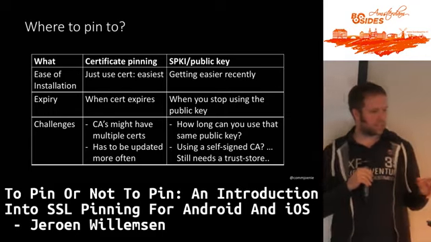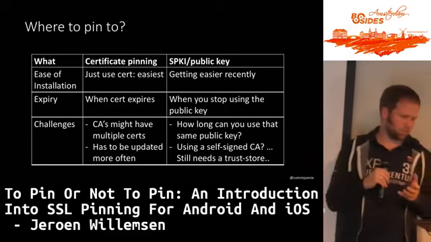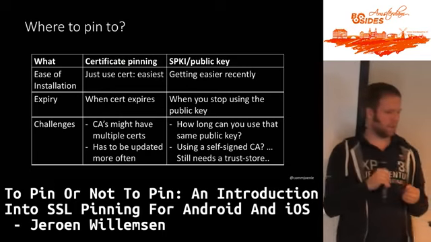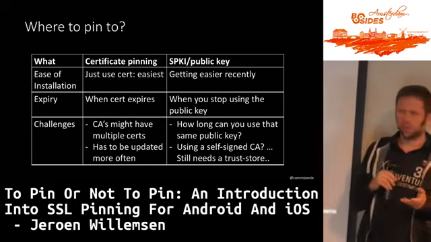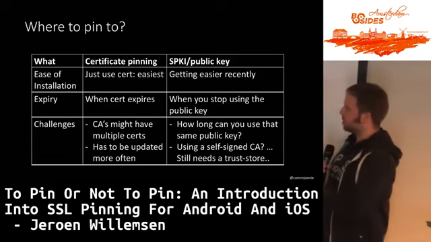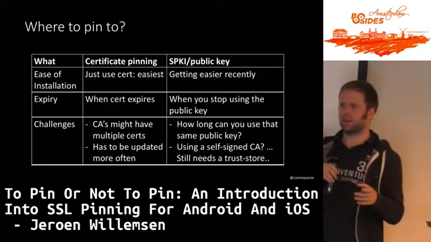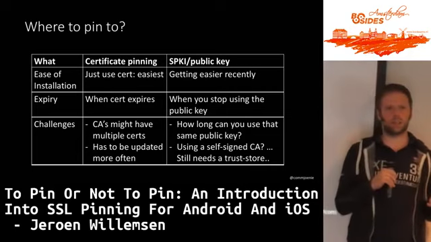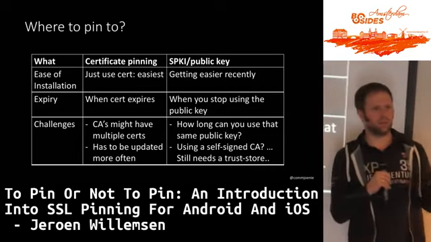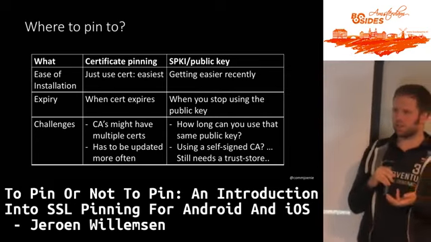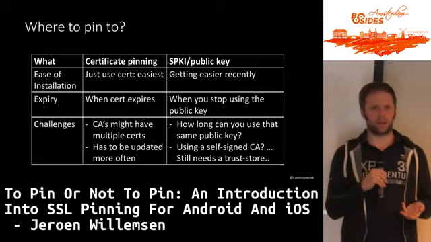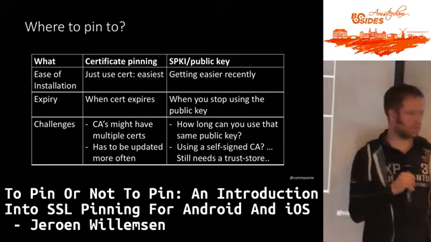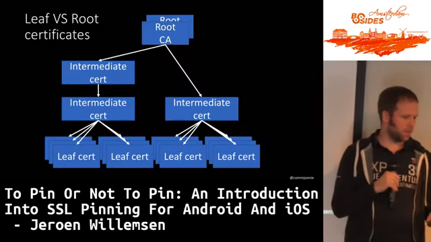So, for instance, if you're pinning to a CA, you might have different certificates for the given CA, and you have to update more often. But now, all of a sudden, if you start pinning to the public key, you have to ask yourself, wait, how long can I use this public key? When should I really rotate? Because I'm in control now. No longer the certificate lifecycle itself is the problem, but I'm the problem now. How much risk do we have? When do we have to rotate? And how do we prepare for that?